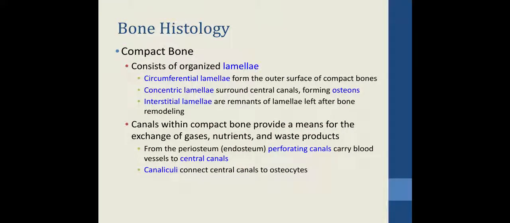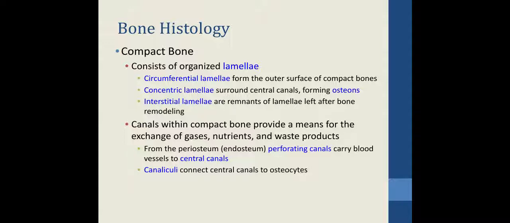Okay, let's dive now into this compact bone, where we have these very organized lamellae, and we can categorize that lamellae in a couple different ways. First, we could have circumferential lamellae, which is the outer surface of the compact bone. Think of the word circumference, right? That's the outside of the circle.